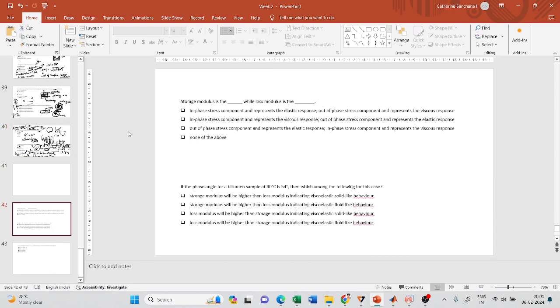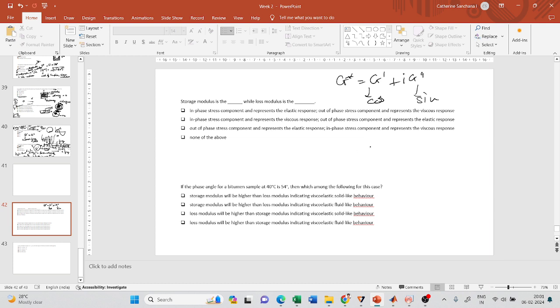So moving on to the next question. Storage modulus is the dash and loss modulus is what? So storage modulus, we saw that G star is equal to G prime plus i into G double prime. Okay, so this is the cos component and this is the sine component, right?